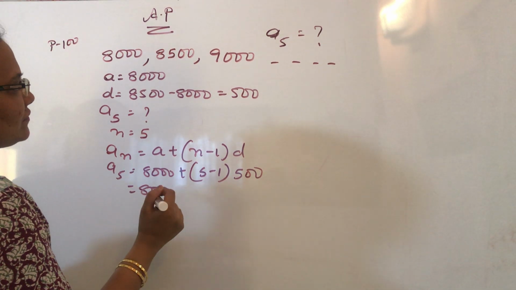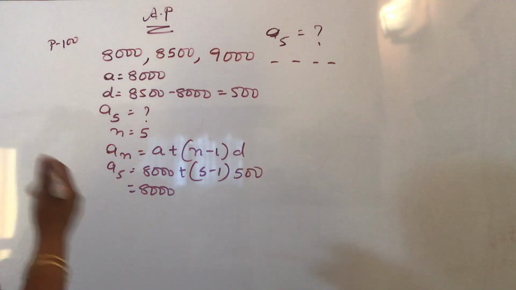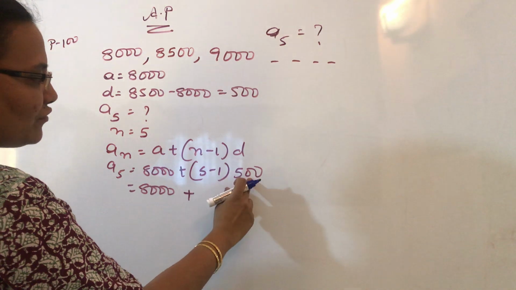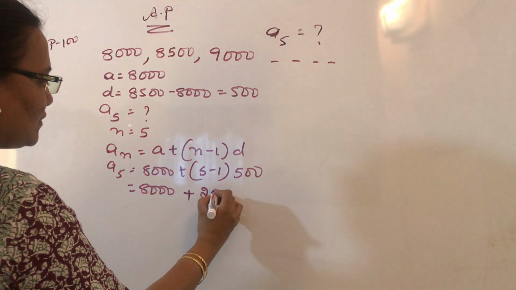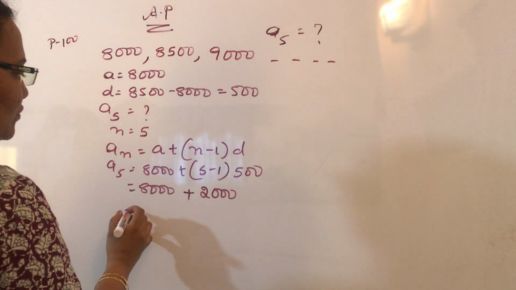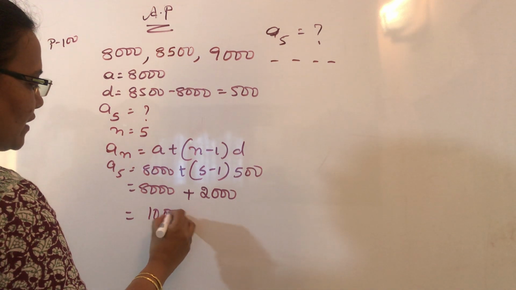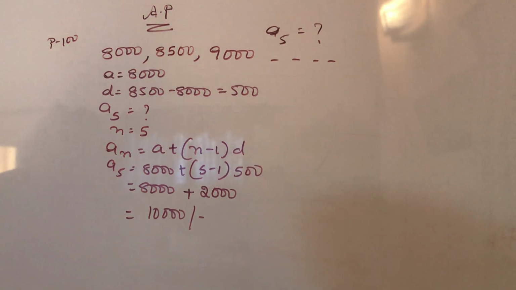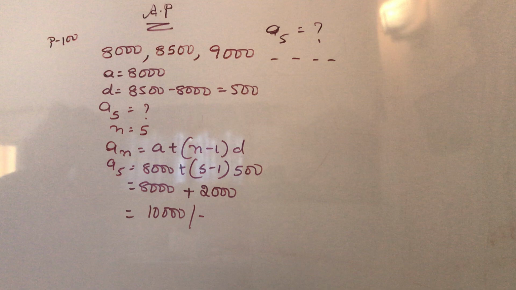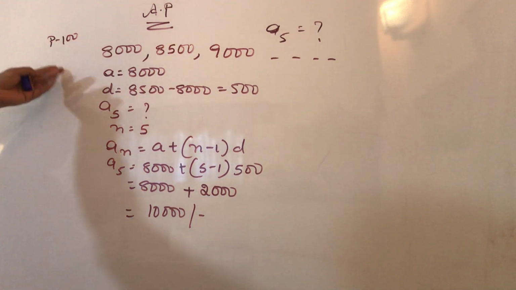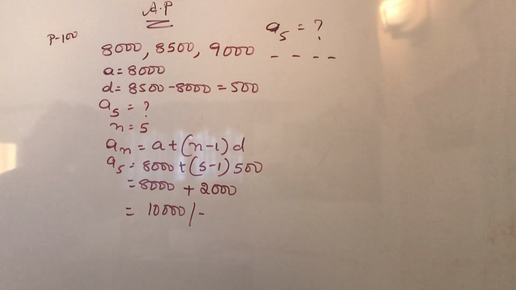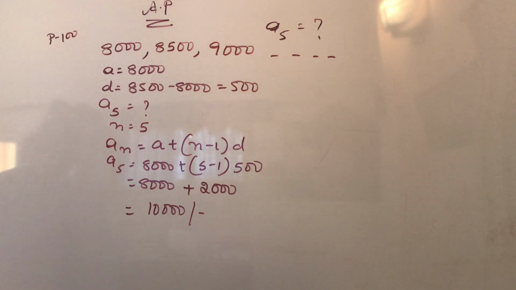So 8,000 plus 4 into 500, which is 2,000. So the answer is 10,000. So whatever series you are getting, you have to correlate with AP and then start to solve. Hope this is clear.